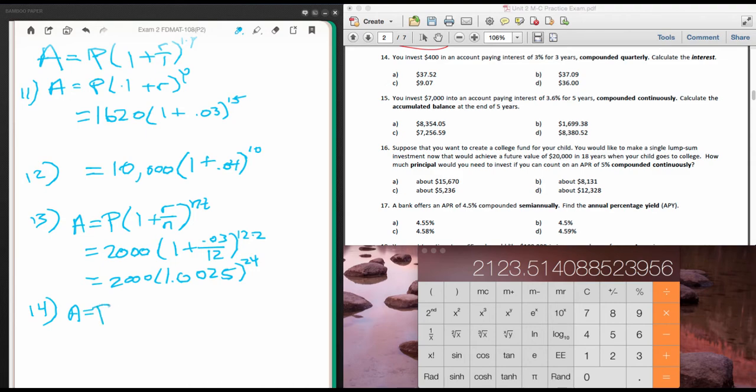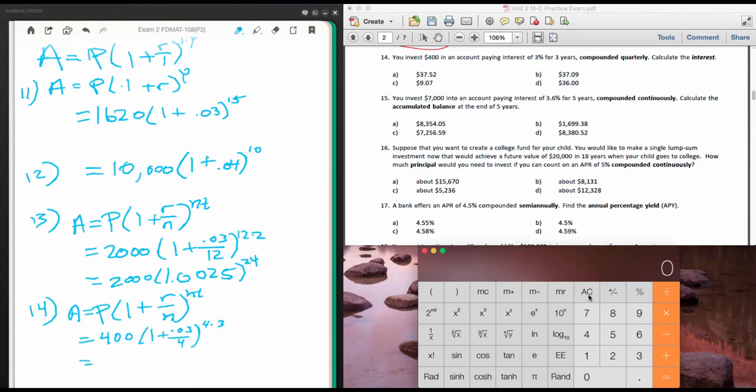So P times 1 plus R divided by N raised to NT, and in this case, our principal value for 14 is $4,000. 1 plus the rate, and the rate in this case is 0.03. Compounded quarterly, well, that means 4 times a year. And we'll raise it to the power of 4 times the number of years, which in this case is 3 years. So I'll put 4 times 3. So let's go ahead and use the calculator at this point.